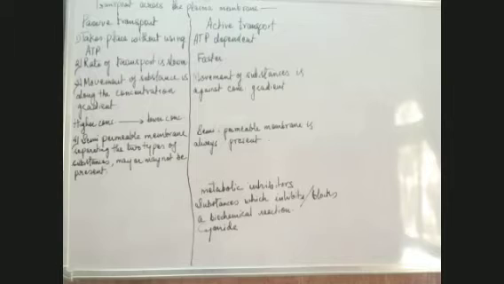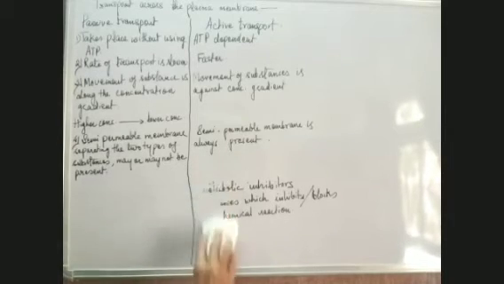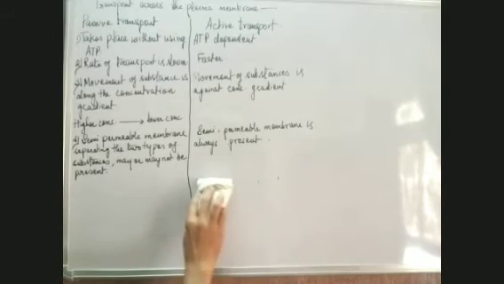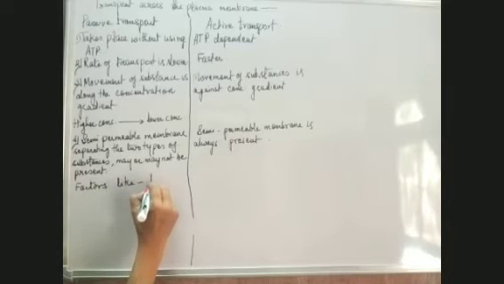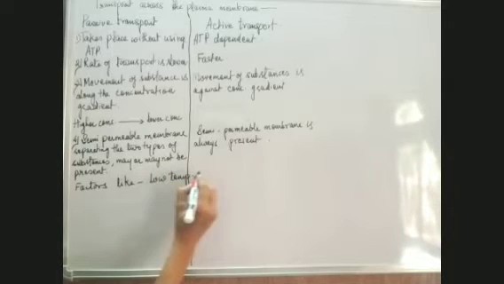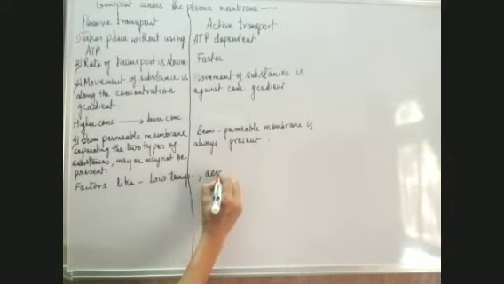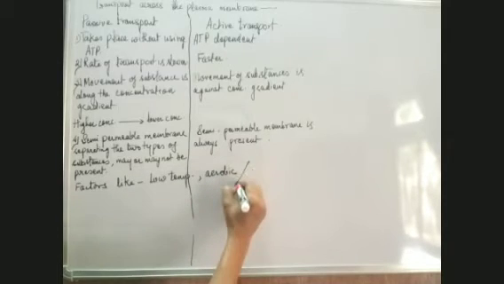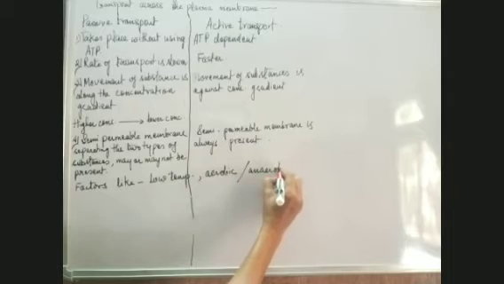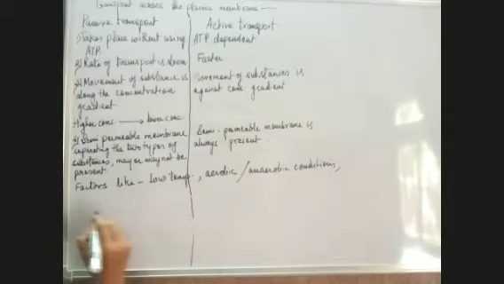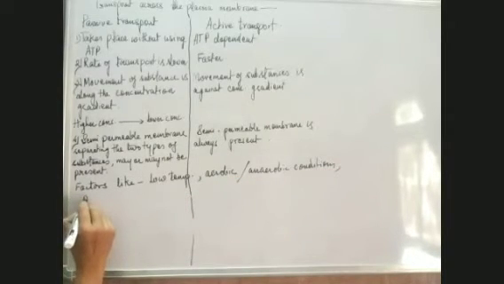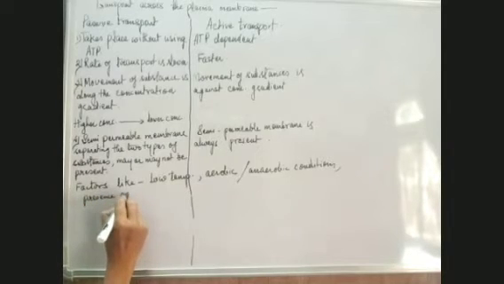So the three factors which I'm telling you are: number one, low temperature; number two, aerobic or anaerobic conditions, that means presence or absence of oxygen; and the third factor is presence of metabolic inhibitors.